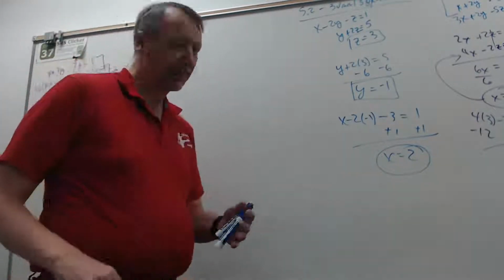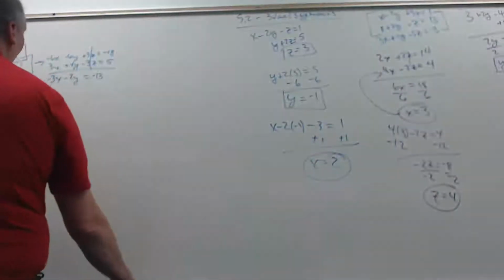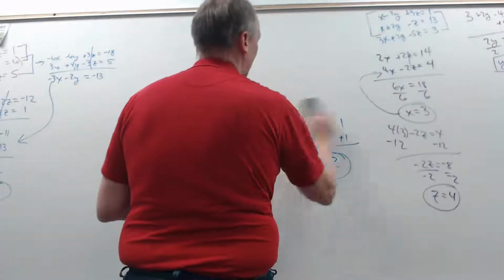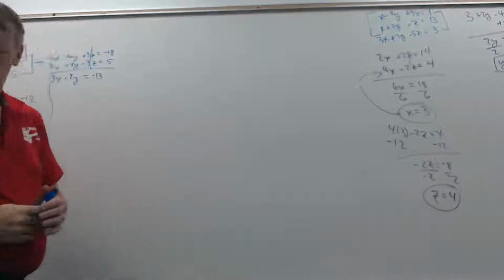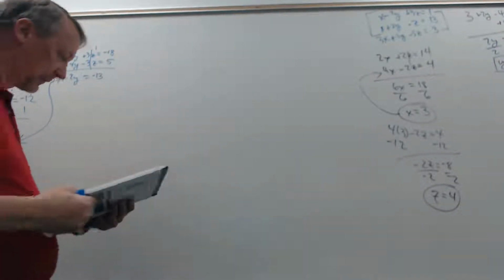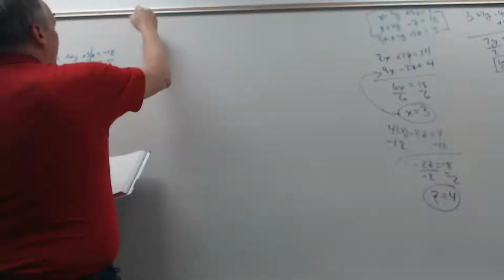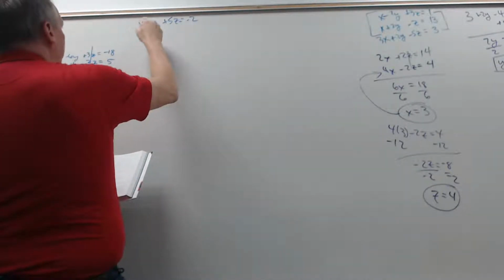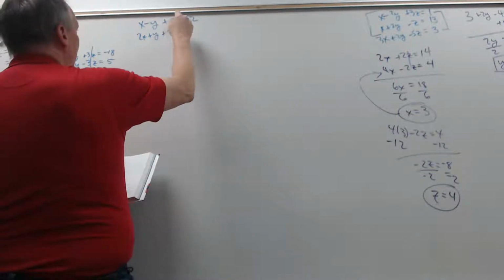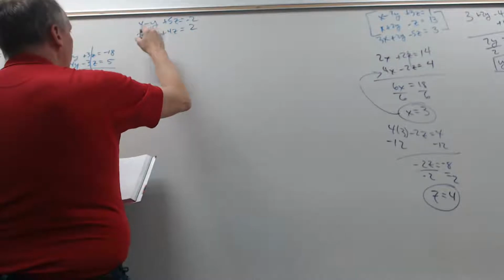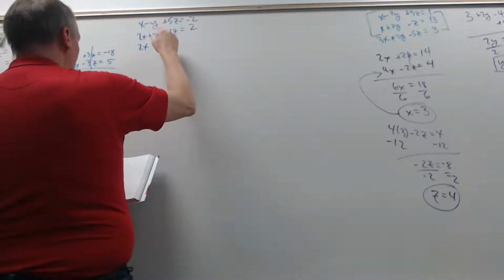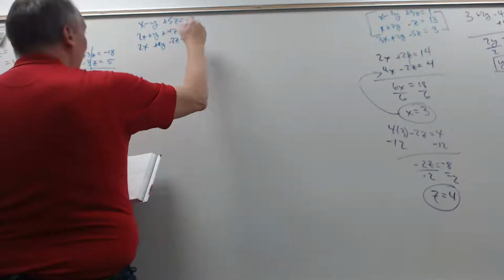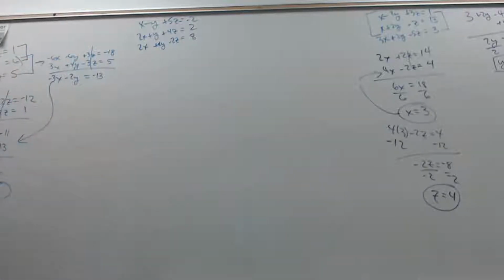All right, let's do another one. Okay, here, let's see here. X minus y plus 5z equals negative 2. 2x plus y plus 4z equals 2. And 2x plus 4y minus 2z equals 8. Okay. Here, just a second.